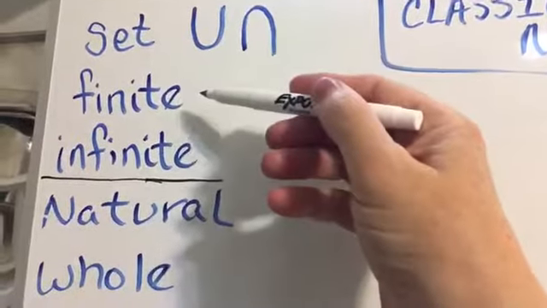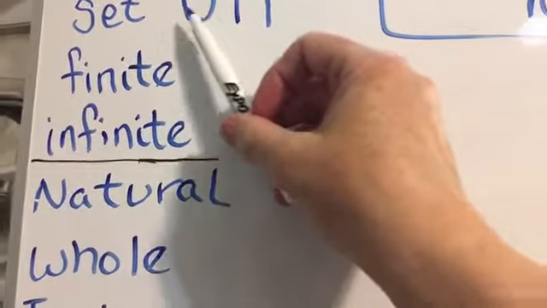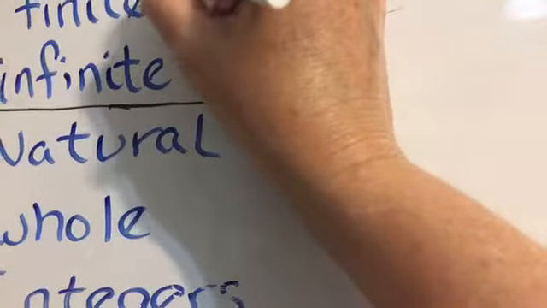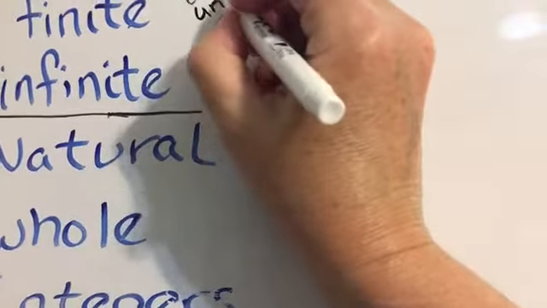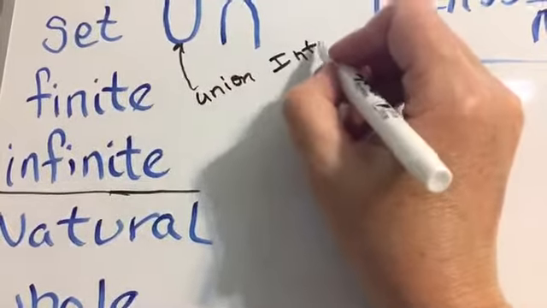Set, finite, and infinite. These two are symbols. This symbol means union, and this symbol means intersection.